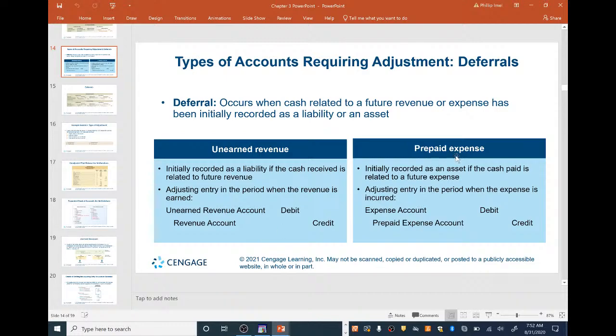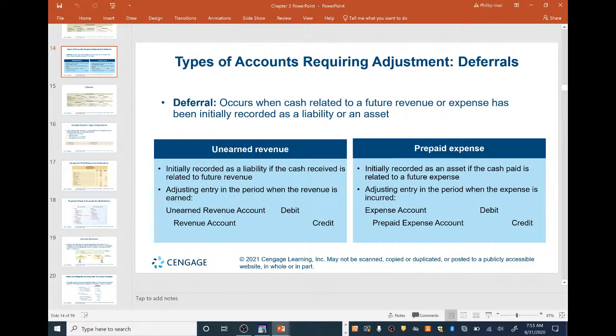Now let's talk about prepaid expenses, okay? Once again, this is talking about the initial recording of it, okay? Initially recorded as an asset if the cash is paid and related to a future expense. Okay, so now we've paid money out and it's related to a future expense. Okay, so let's talk about that.